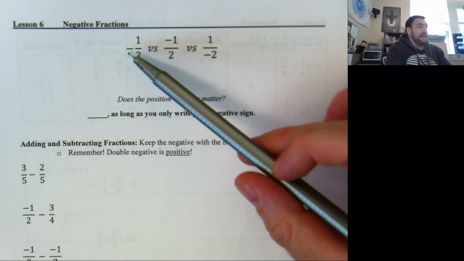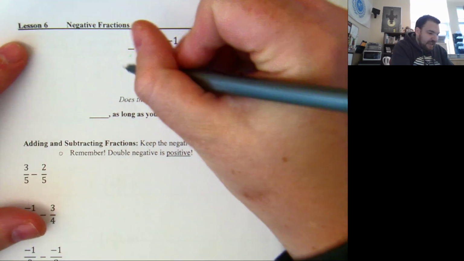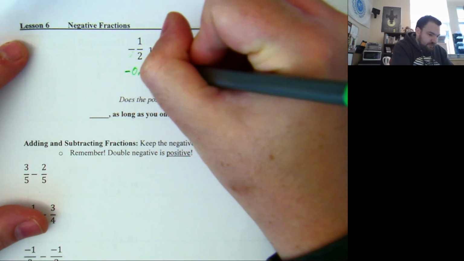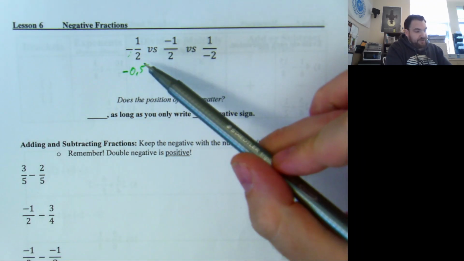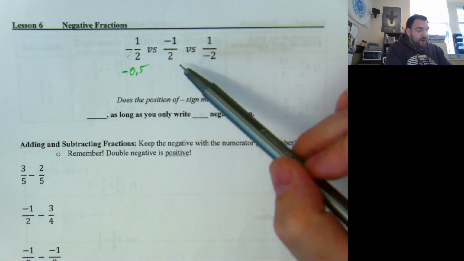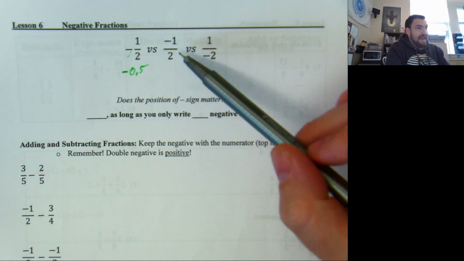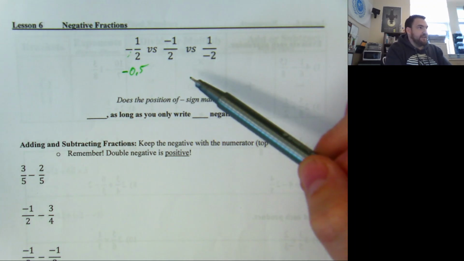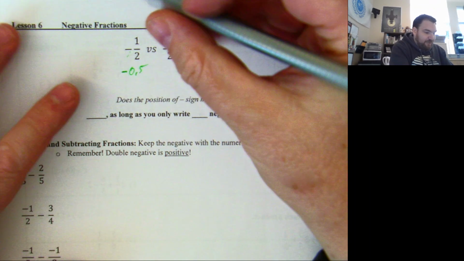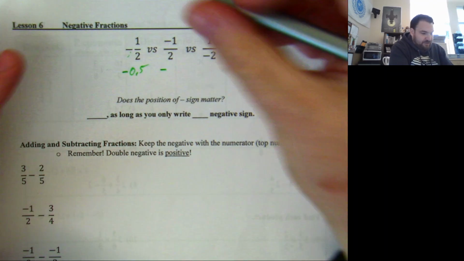1 over 2 is 0.5. And then I would just add the negative to it. It would be negative 0.5 if I did the division. It would be 1 divided by 2, and I make the thing negative. This one would just be negative 1 divided by 2. When you take a negative number divided by a positive, that result is going to be negative, and then 1 divided by 2 is still 0.5.